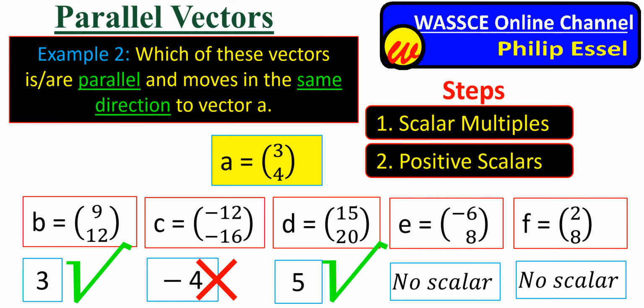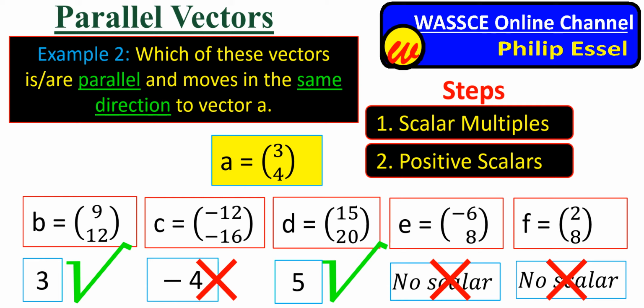We are now on the vector E. The vector E, we realize that it is not a scalar multiple of the vector A. So clearly it is not even moving in the same direction because we've already established that it is not parallel to the vector A. So it is also not one of the answers. And the same applies to the vector F, because the vector F doesn't have a scalar, which means that F is not a scalar multiple of the vector A. So it is also not one of the answers.